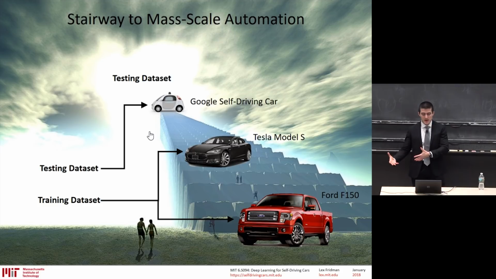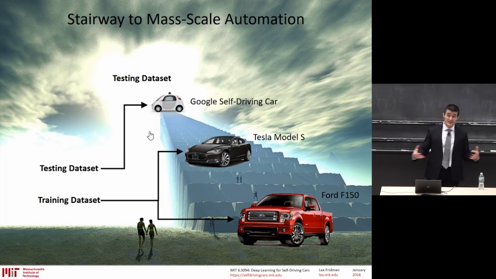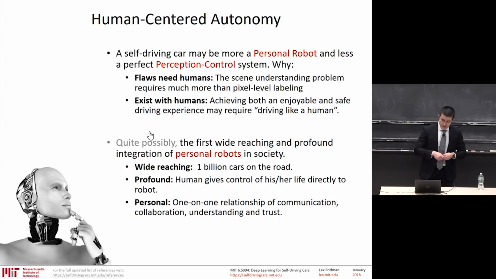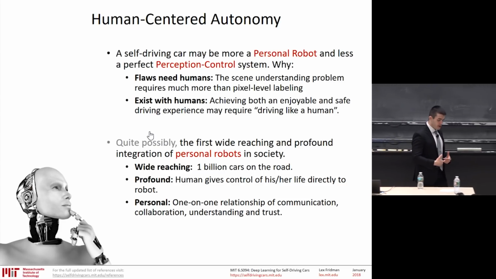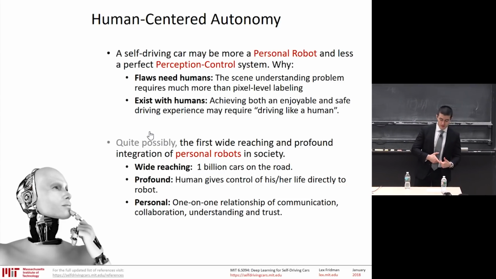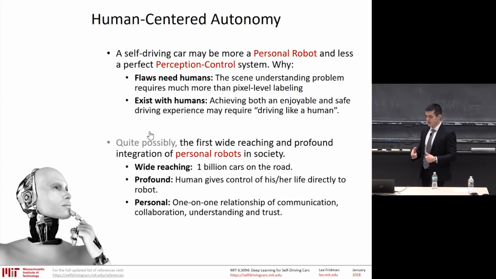In our data set at MIT is 400,000 miles. Tesla has 1 billion miles. So that's all training data on the stairway to mass-scale automation. Why is this important, beautiful, and fundamental to the role of AI in society? I believe that self-driving cars, when they're focused in this way on the human-robot interaction, are personal robots.